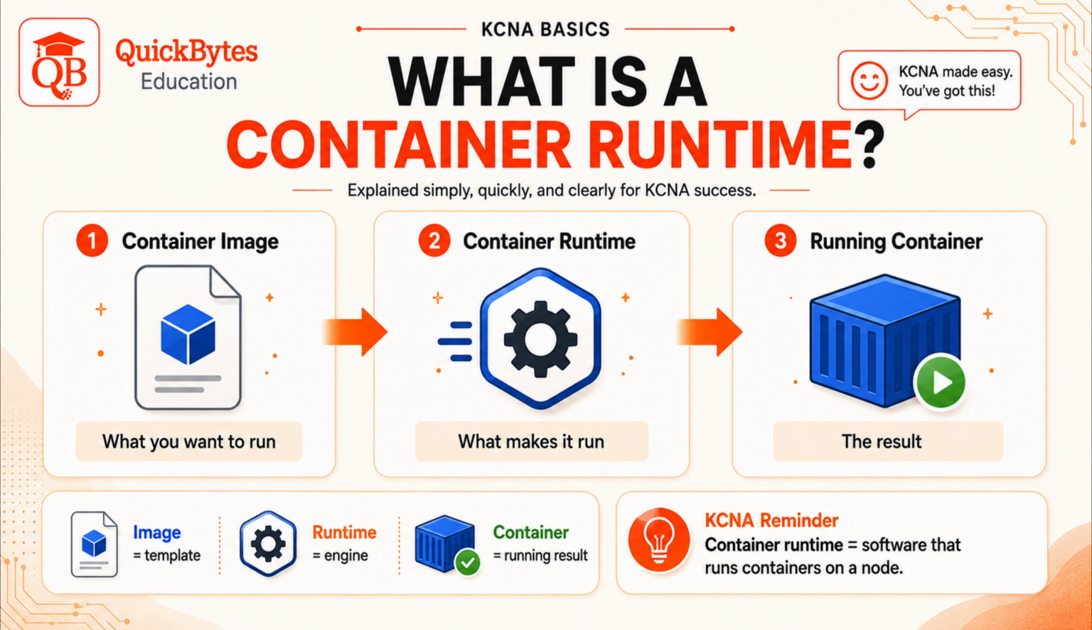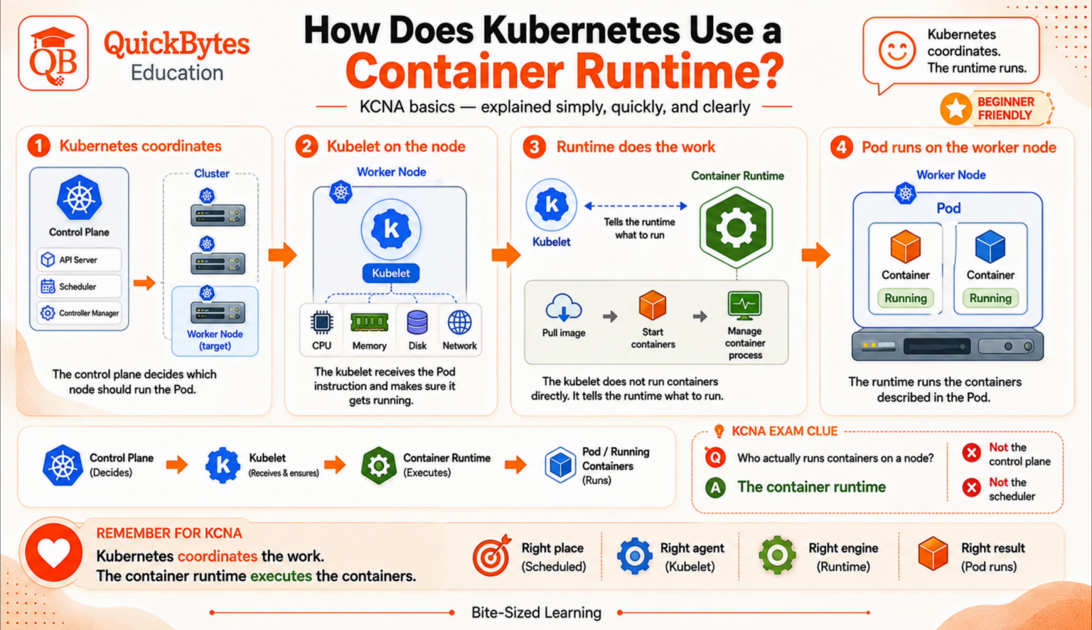Now let's connect this to Kubernetes. In a Kubernetes cluster, workloads run inside pods. A pod is the smallest deployable unit in Kubernetes, and it can contain one or more containers. Each worker node has an agent called the kubelet. The kubelet is responsible for making sure the containers described in the pod specification are actually running on that node. But the kubelet does not directly run the container by itself. Instead, the kubelet talks to the container runtime.